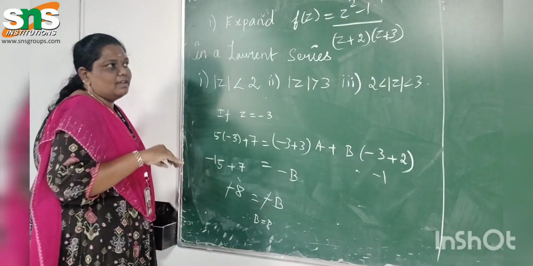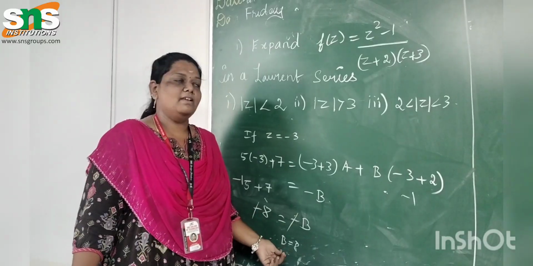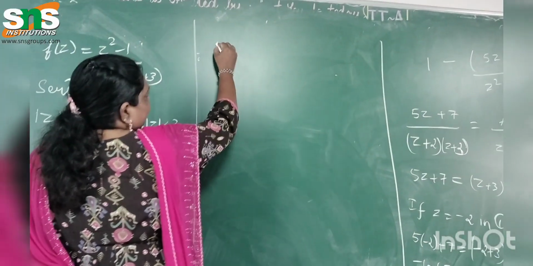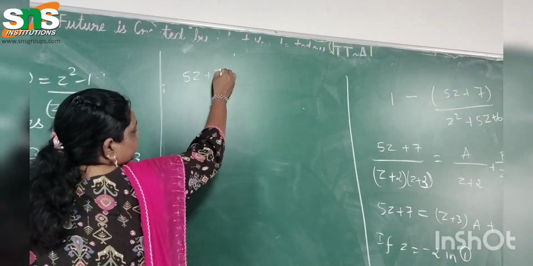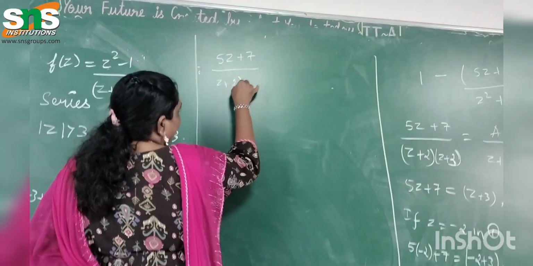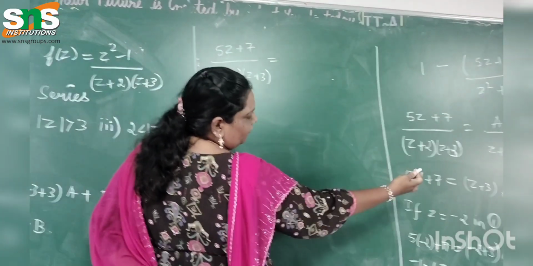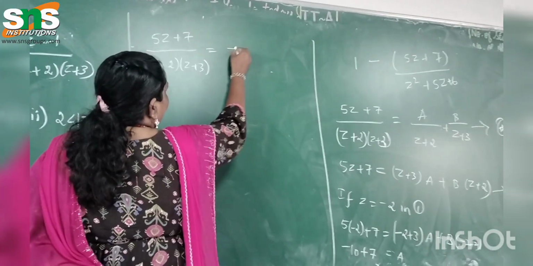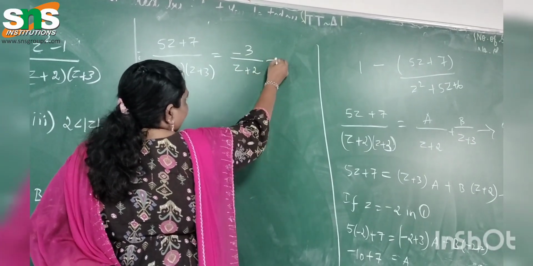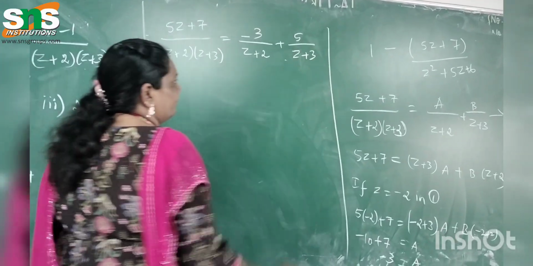So now we have found the value of a equal to minus 3 and b equal to 8. Now we are going to substitute in the star. So we will get 5z plus 7 whole divided by z plus 2 into z plus 3, which is equal to, the value of a is minus 3. So minus 3 divided by z plus 2 plus 8 divided by z plus 3 as an answer.